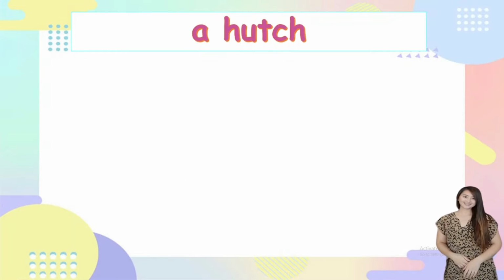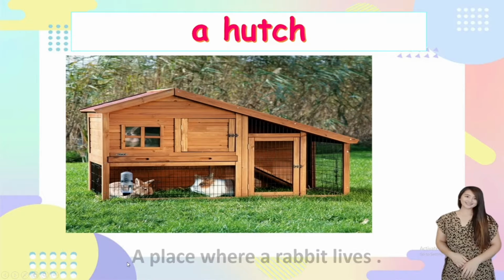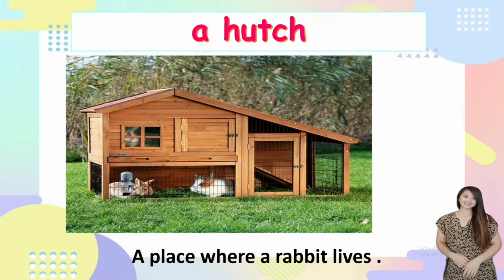Next we have a hutch. This is a hutch. And what is it? A hutch is a place where a rabbit lives. A place where a rabbit lives, a hutch. We have aquarium for fish, kennel for dog, and hutch for rabbit.